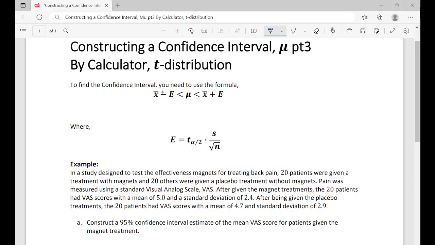To find the confidence interval, you need to use the formula x bar minus the margin of error is less than mu is less than x bar plus the margin of error, where the formula for the margin of error is t sub alpha over 2 times the sample standard deviation divided by the square root of n. And this one we're going to be using a calculator, so we're not going to need these formulas here, but if you want to do it by hand, these would be the formulas you use.